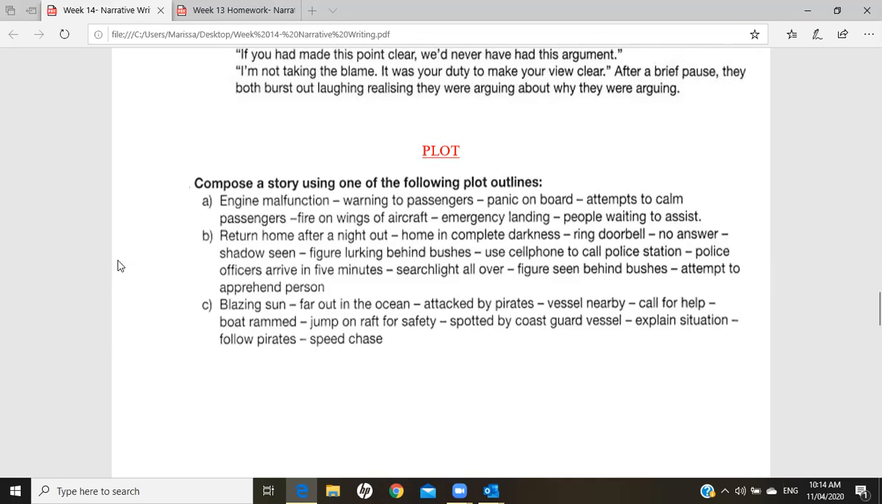So it says, compose a story using one of the following plot outlines. We're just going to go through the plot outlines to see if you all agree with it, if you think the story could have been better. So A says there's an engine malfunction, then warning to passengers, panic on board, attempts to calm passengers, fire on wings of aircraft, emergency landing, and people waiting to assist. So what's happening in the story here, and how would you all end the story? After the emergency landing, what could happen?